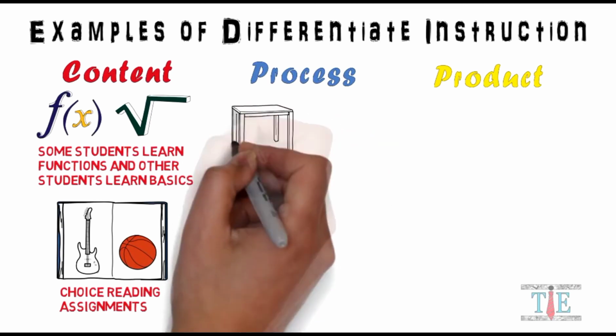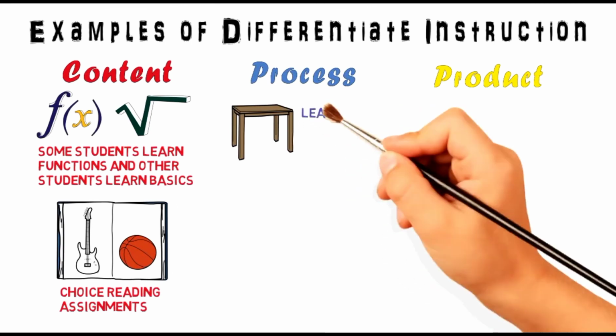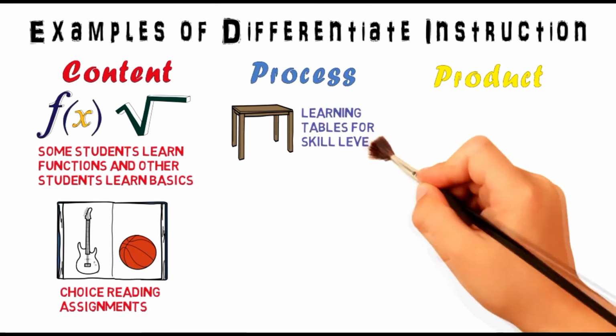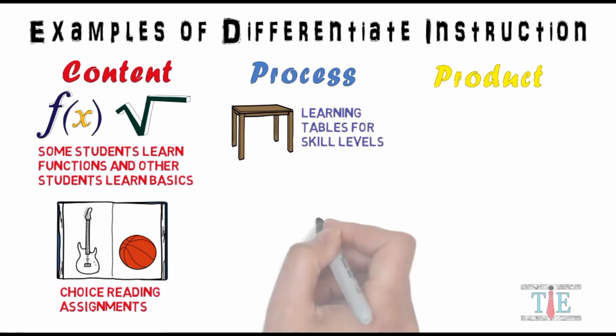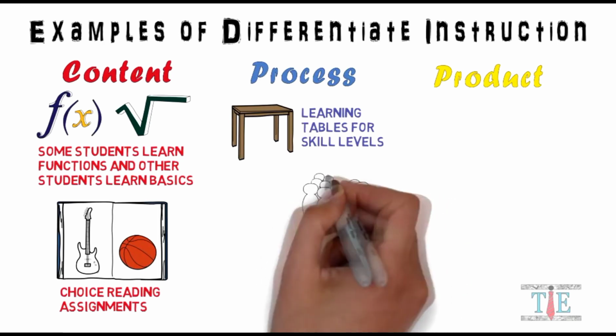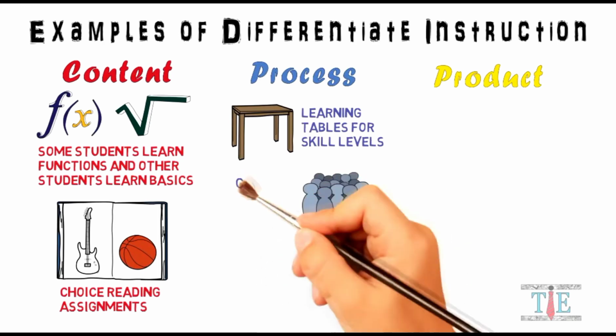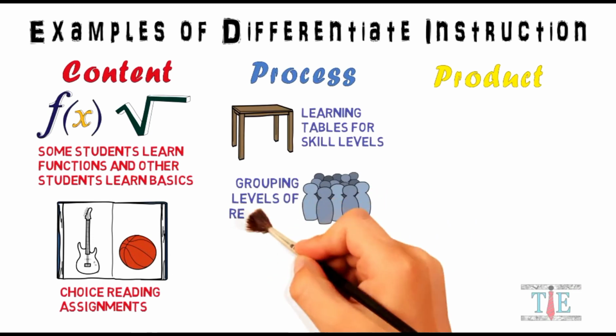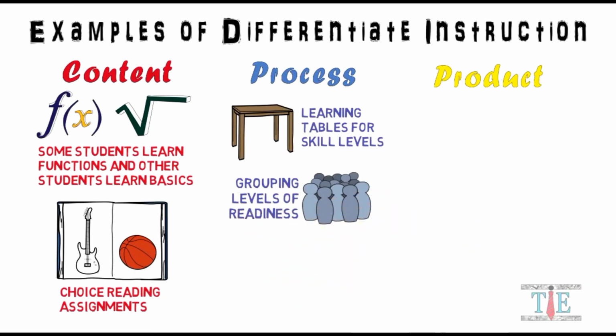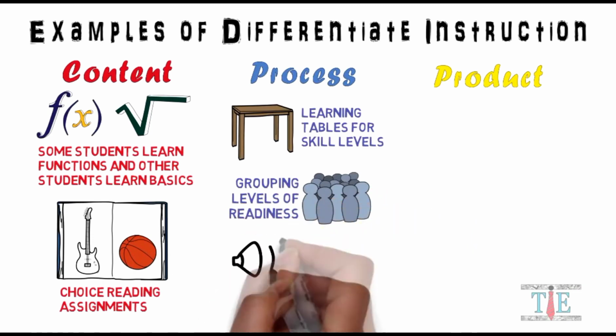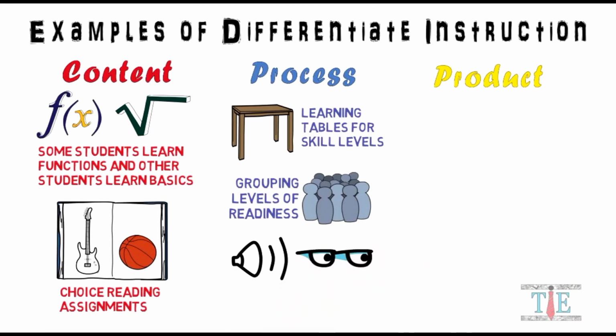Moving on to differentiation by process. So for example, you can differentiate an activity by creating activity tables. Next, you can differentiate students through various groupings. You may differentiate students based on their levels of readiness, or differentiate the learning process through various learning styles. Have some tasks designed for visual students, like creating diagrams, and other tasks for auditory learners.